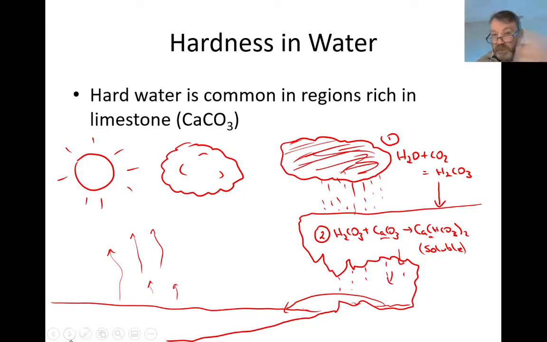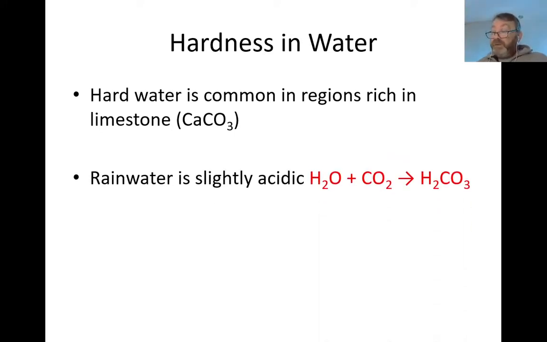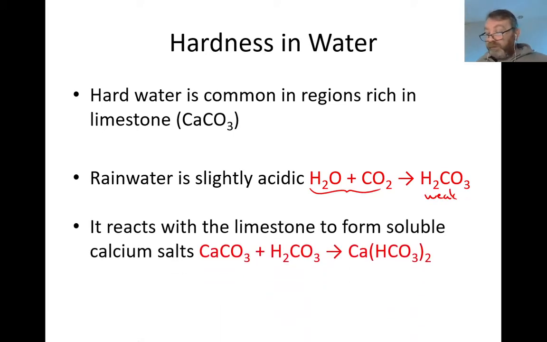Okay, so that's a very quick demonstration of how it happens. Keep that in mind. It's a two-stage process. First of all, the first piece of chemistry in the air, the second piece of chemistry in the rock. Rainwater, as we said already, is slightly acidic because the rainwater and naturally occurring carbon dioxide form carbonic acid. Carbonic acid is a weak acid, but still it does the job of dissolving the limestone. It reacts with the limestone to form soluble calcium salts, which we call calcium hydrogen carbonate.